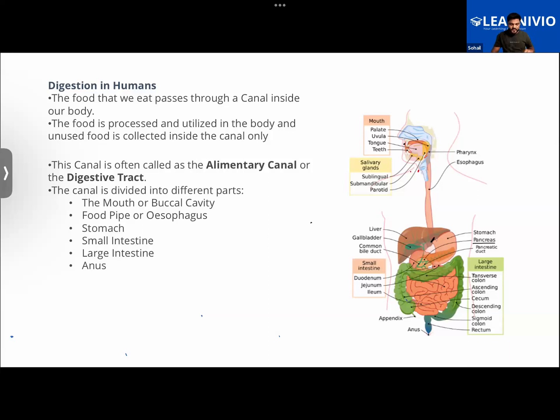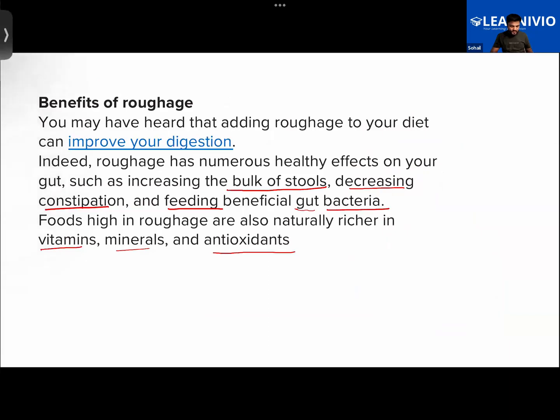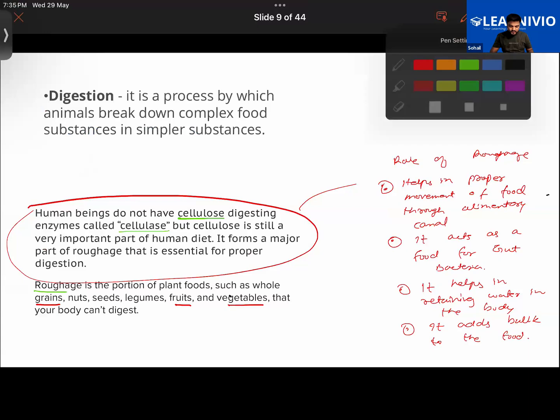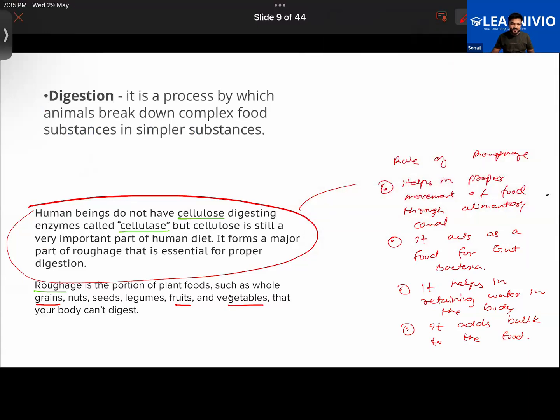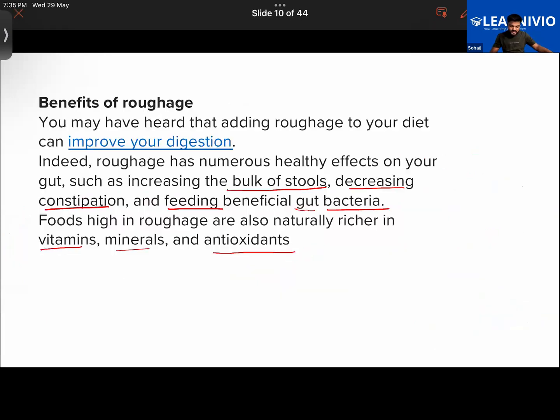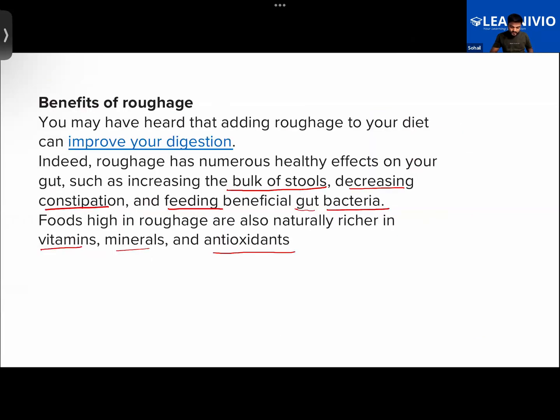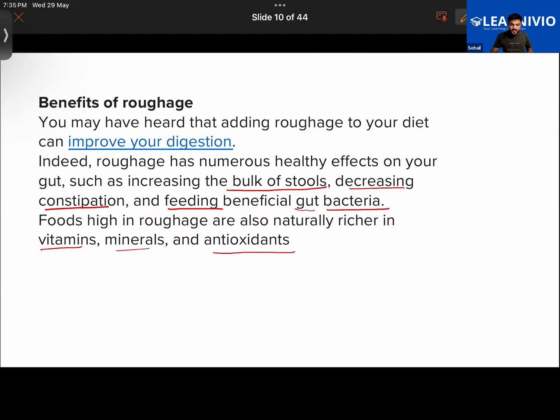Okay. So in the previous class, we discussed a few things. We discussed different modes of feeding. What is digestion? We learned about dietary fiber, and what the advantages of dietary fiber are. Let us recap this quickly, and then we'll continue with digestion.